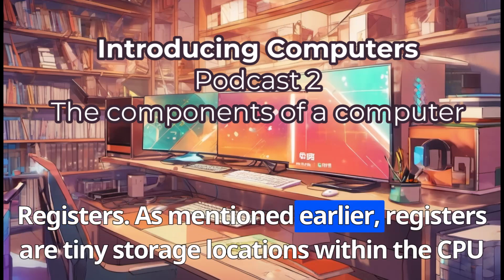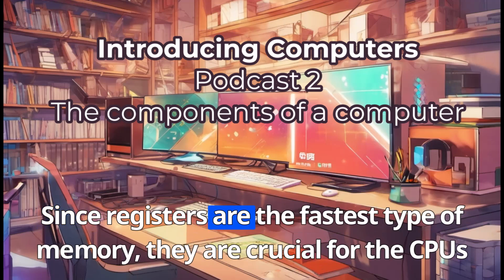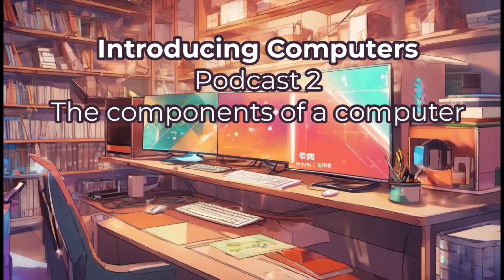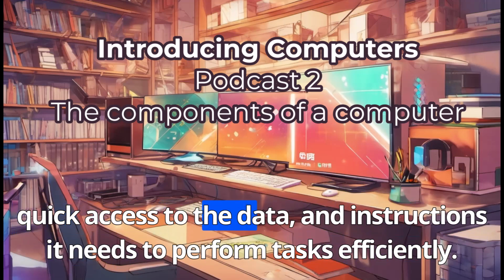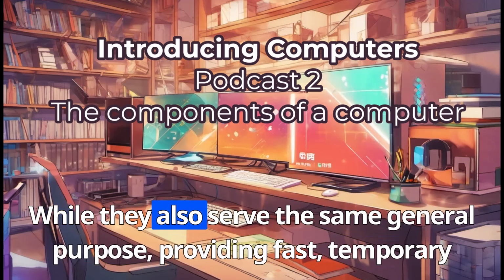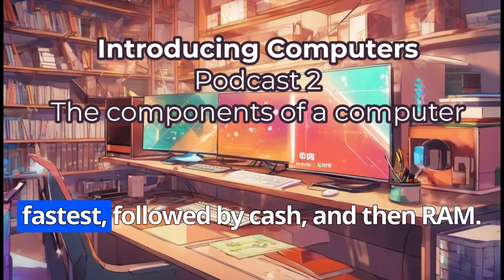Registers, as mentioned earlier, registers are tiny storage locations within the CPU itself. They hold data temporarily while the CPU processes it. Since registers are the fastest type of memory, they are crucial for the CPU's immediate operations. Together, these different types of primary storage ensure that the CPU has quick access to the data and instructions it needs to perform tasks efficiently. While they all serve the same general purpose, providing fast, temporary storage, they each do so in a slightly different way, with registers being the fastest, followed by cache, and then RAM.